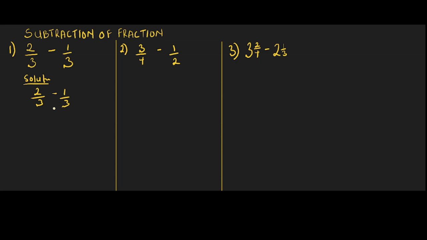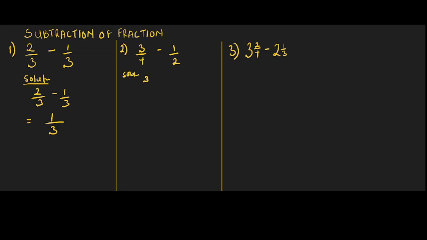Here we have the same denominator, 3, 3. In the case where we have the same denominator, all we need to do is write the denominator 3 and subtract the numerators, 2 minus 1, 1. We have 1 over 3. We have solved this. Second one here, we have 3 over 4 minus 1 over 2.